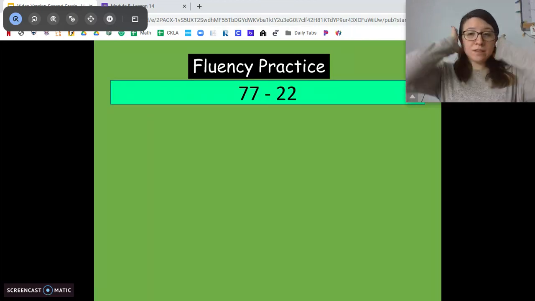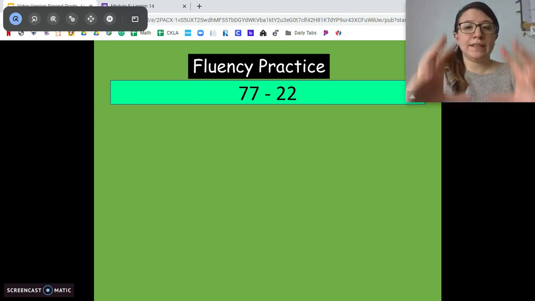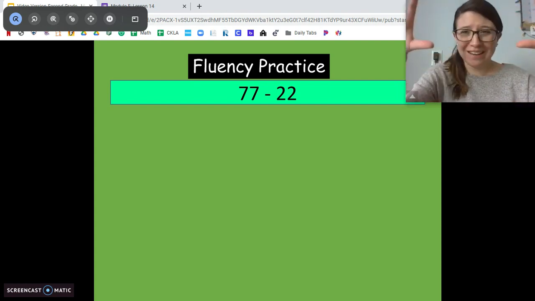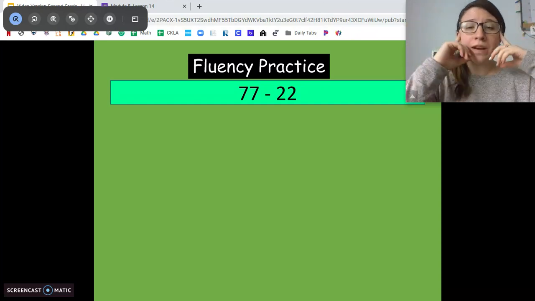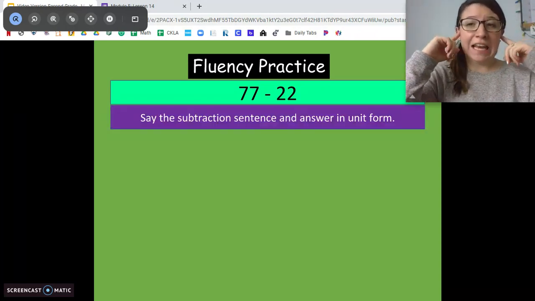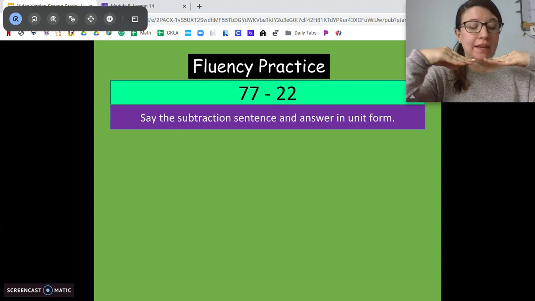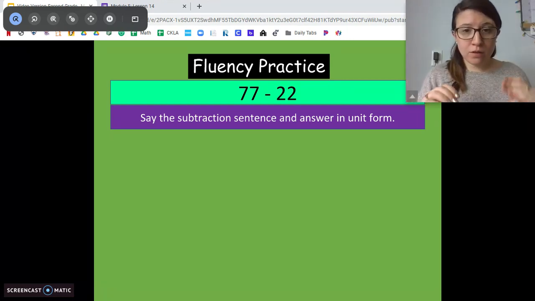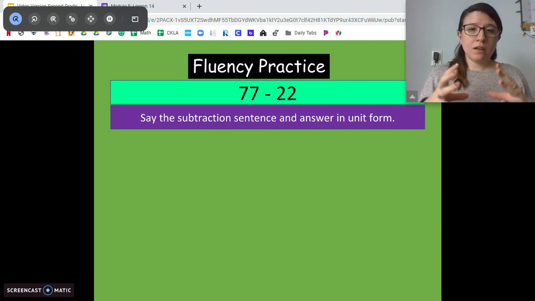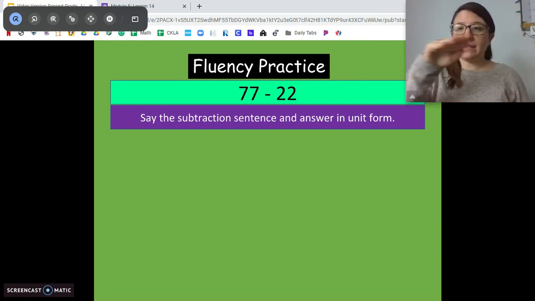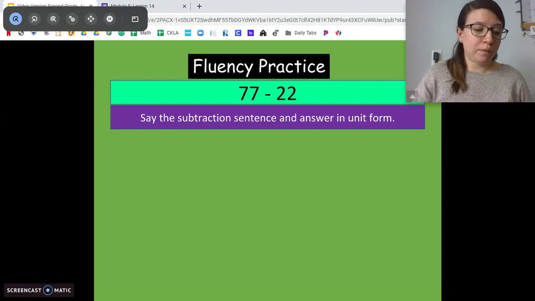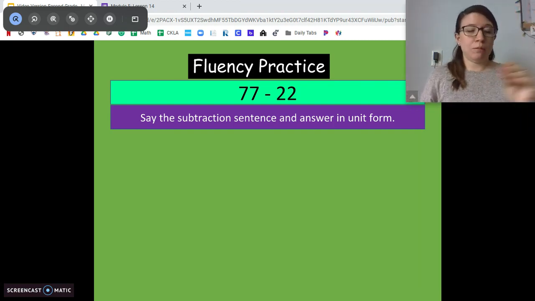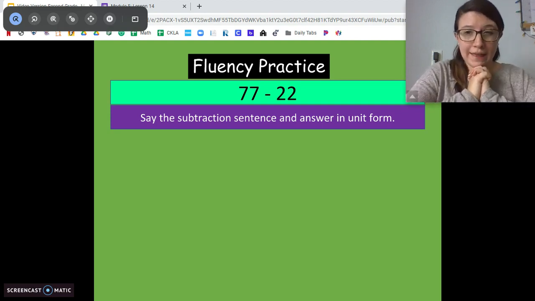So for this one, what I want us to do is take this number sentence, which kind of looks a little bit scary and big. We're going to break it down and we're going to say it in unit form. Now remember, in unit form, you're telling me the number of tens and the number of ones. Okay, so take a second, talk through how we would say this number sentence in unit form. So you'd say the number using the number of tens and the number of ones. Okay, so go ahead and try that and then we'll go over it. Just say it out loud.